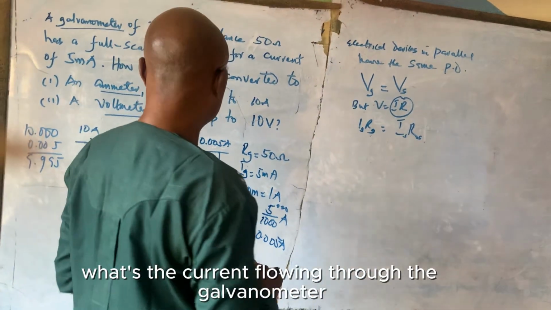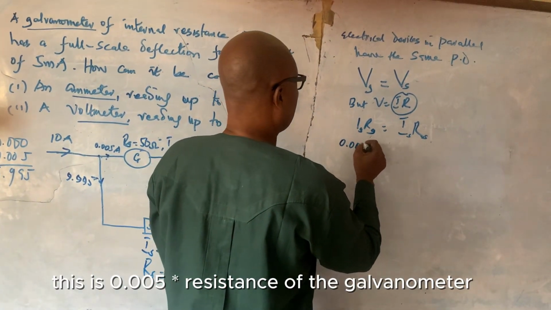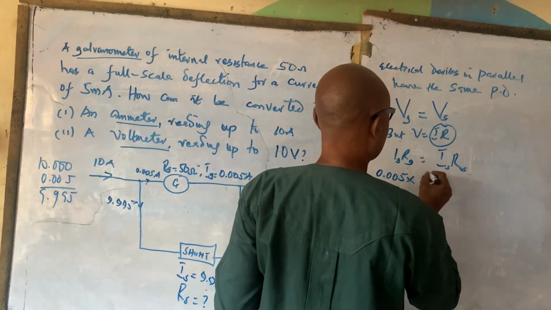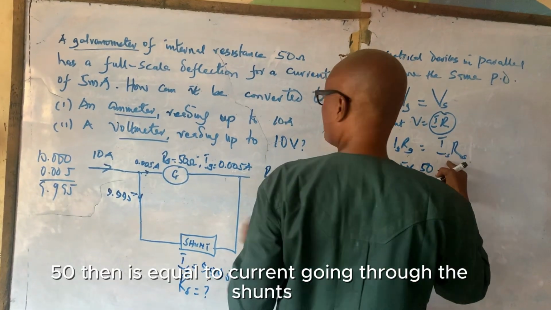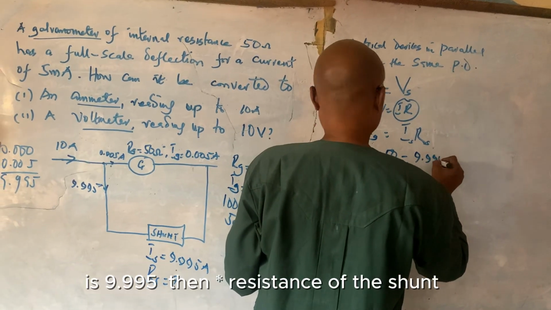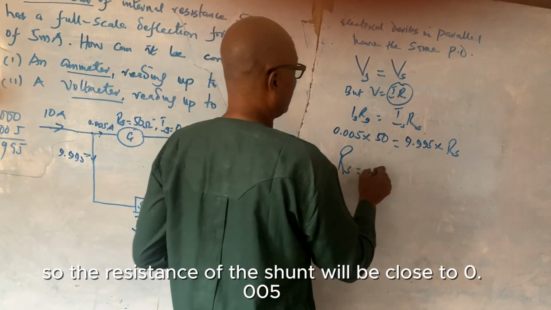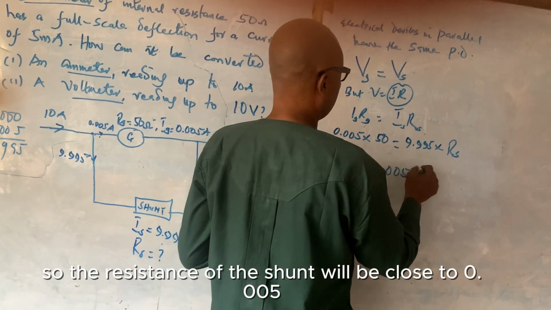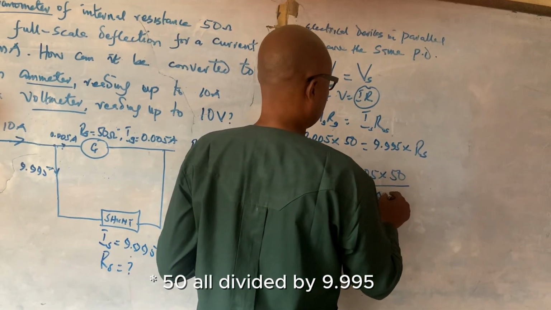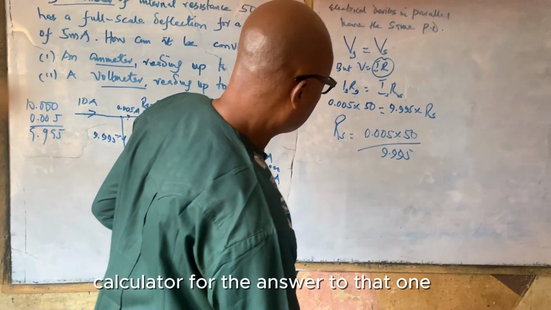Now, what's the current flowing through the galvanometer? It is 0.005 times the resistance of the galvanometer, that is 50. This is equal to the current going through the shunt, 9.995, times the resistance of the shunt. So the resistance of the shunt will be equal to 0.005 times 50, all divided by 9.995. Now let's check the calculator for the answer.